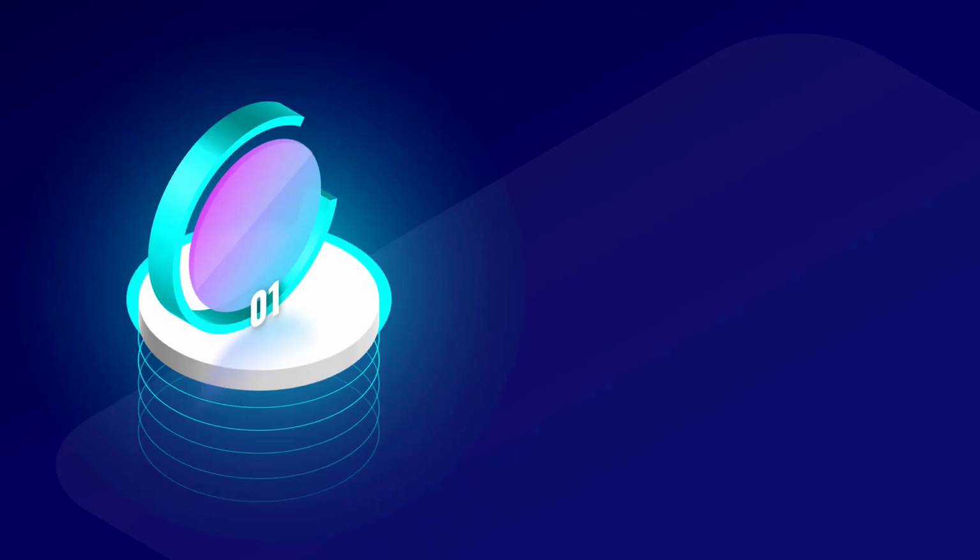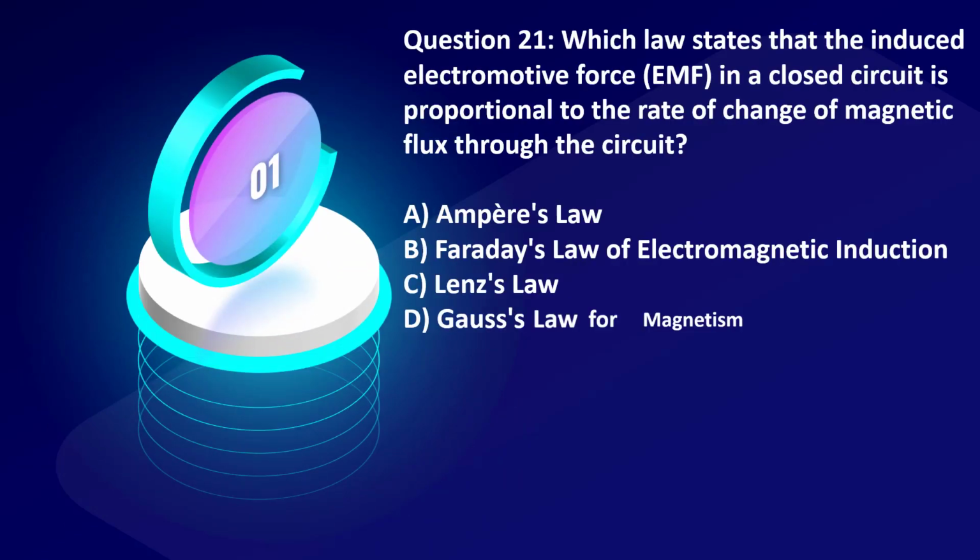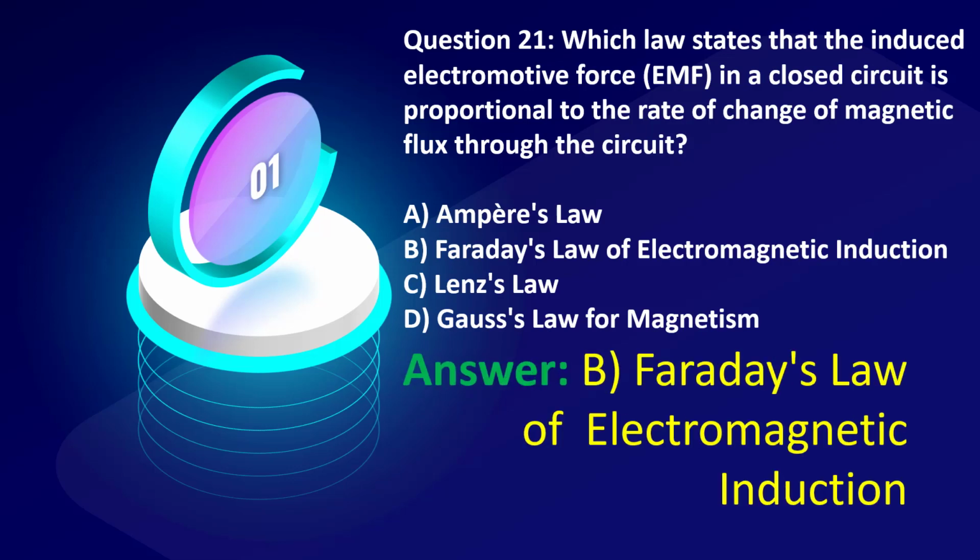Question 1. Which law states that the induced electromotive force, EMF, in a closed circuit is proportional to the rate of change of magnetic flux through the circuit? A. Ampere's law. B. Faraday's law of electromagnetic induction. C. Lenz's law. D. Gauss's law for magnetism. Answer: B. Faraday's law of electromagnetic induction.